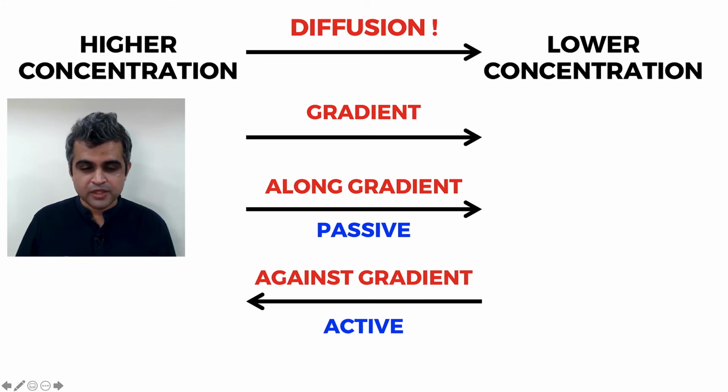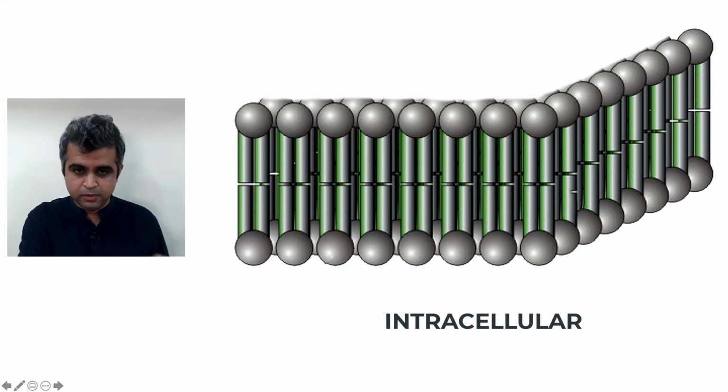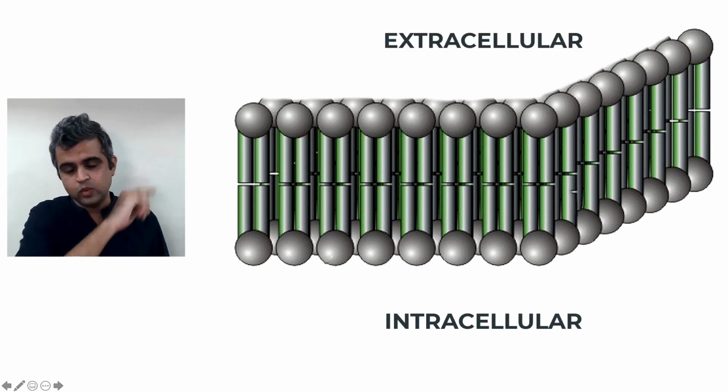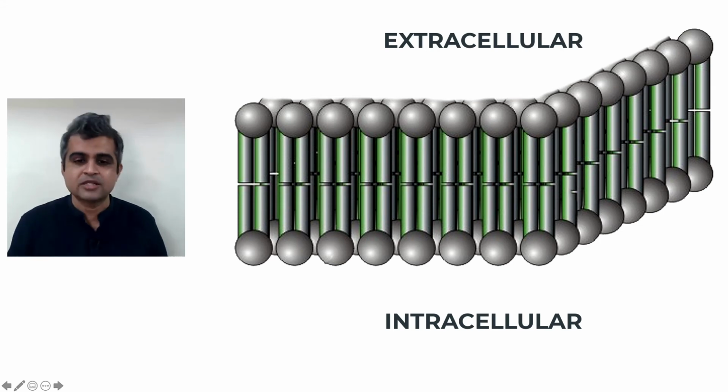So if all of this is now clear to you, I can move on to the next part of today's lecture. But before that, let's quickly see what is the structure here. So here again, let's say that this is going to be a plasma membrane. Whatever is on this side will be inside the cell, whatever is on that side will be outside the cell. So this is intracellular, and that is extracellular.